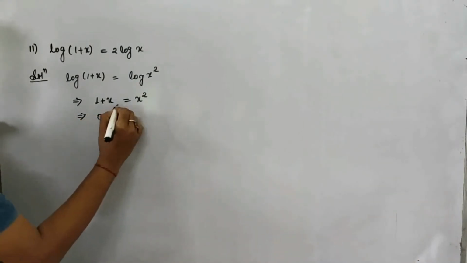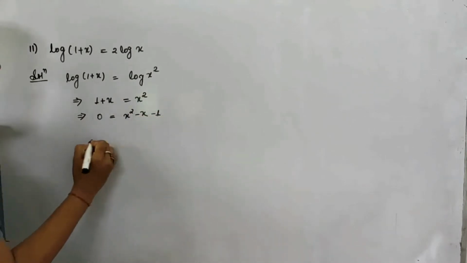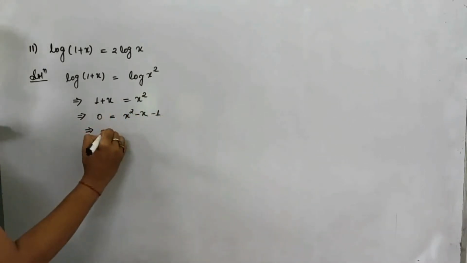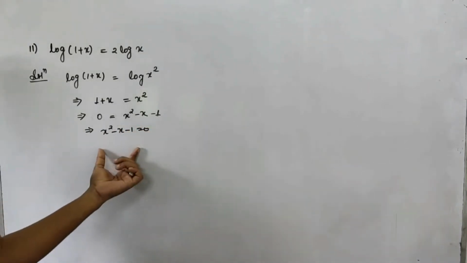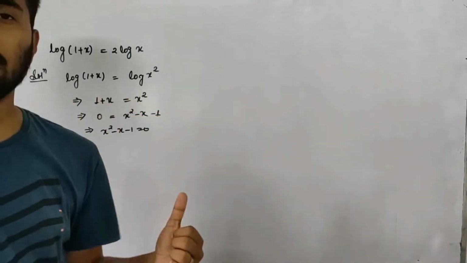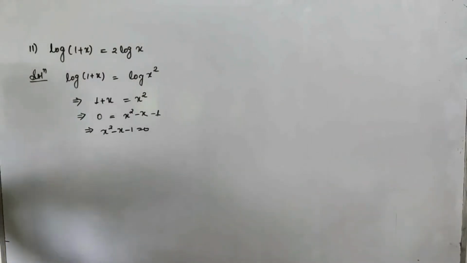0 minus x square, plus x will be minus x, plus 1 will be minus 1. So I am writing this on the left side: x square minus x minus 1 equal to 0. Now again this is what? A quadratic equation. But can you factorize this quadratic equation?